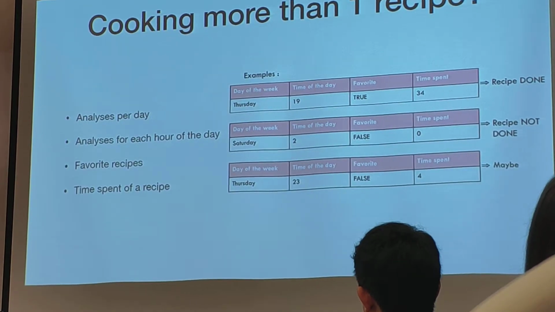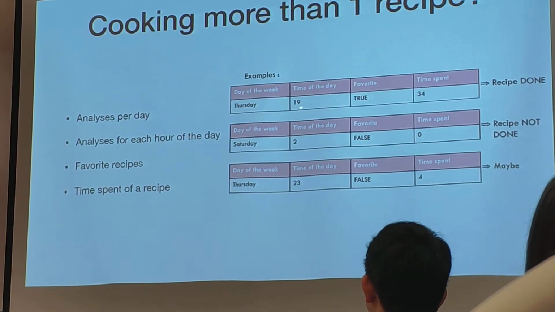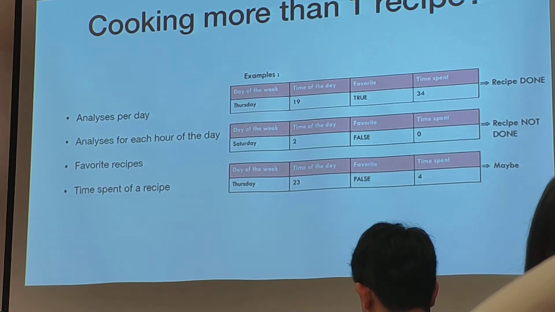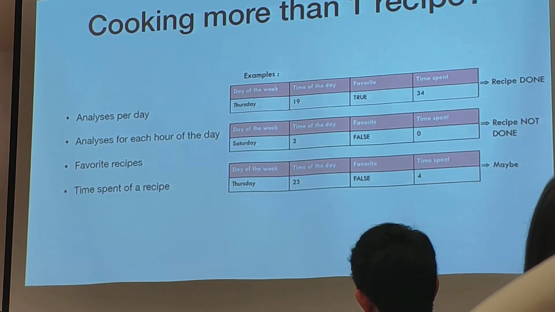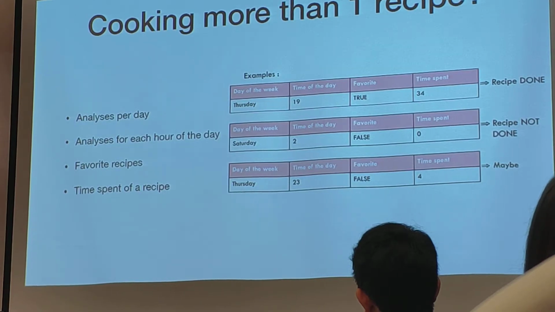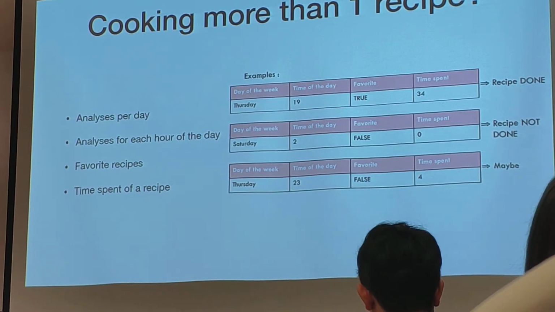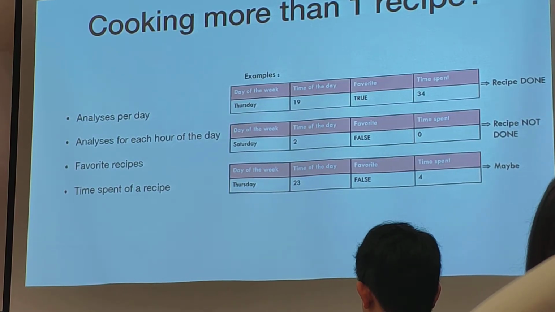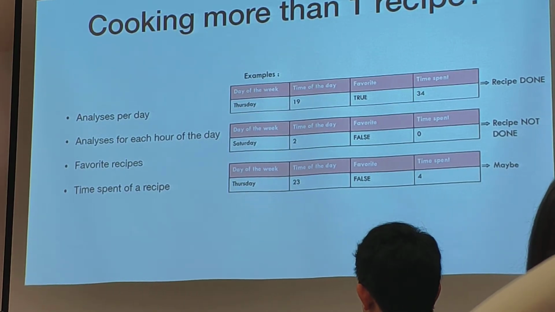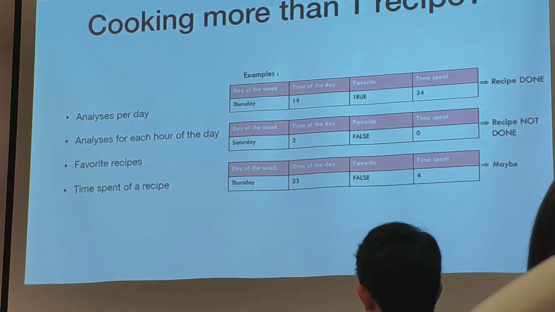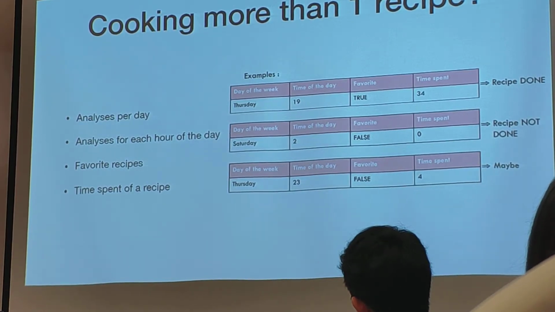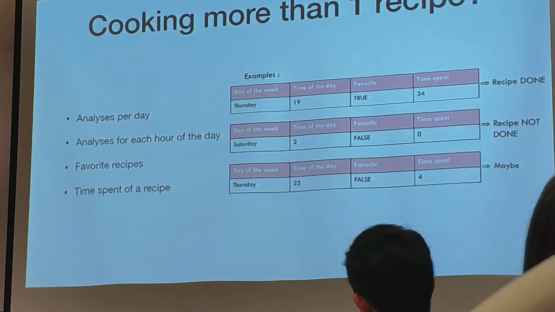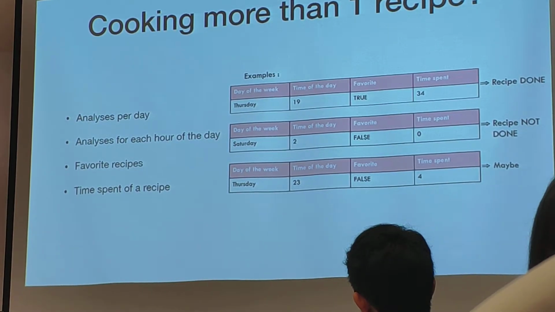So if I say the day of the week is Thursday, time of the day is 7 p.m., he has clicked on a favorite recipe, and he has spent 34 minutes on one page, okay? So maybe I can consider that this last recipe has been done. So according to some criteria, I'm going to consider whether this recipe has been done or not. We're going to consider as many scenarios as possible.